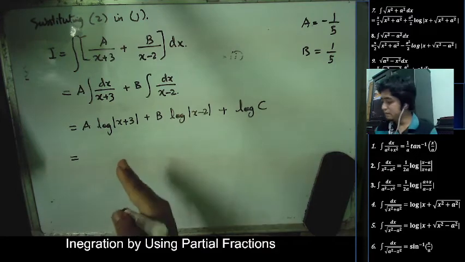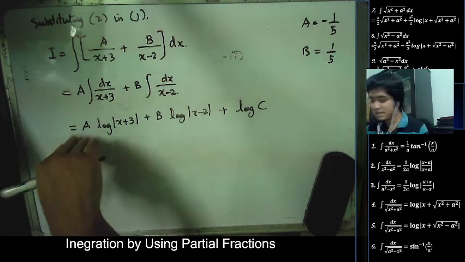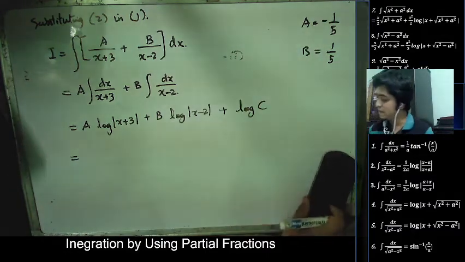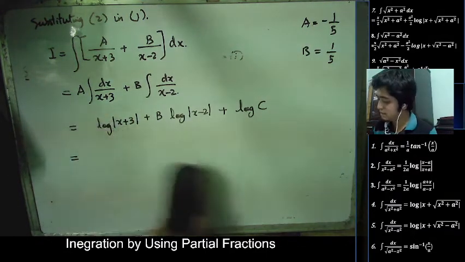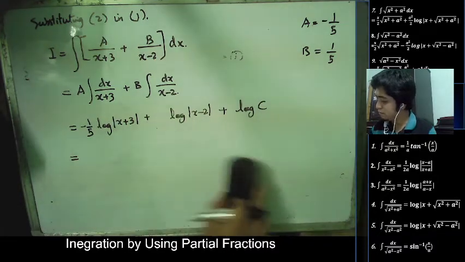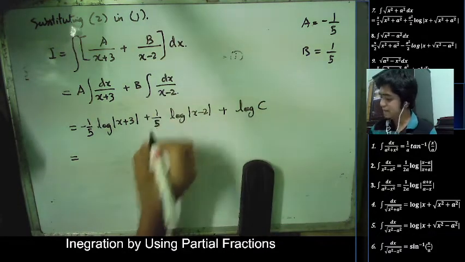Now what I will do, I will put the values of a and b. Since now there is no longer any integration sign, we can simply put down the values. So the value of a is minus 1 by 5. The value of b is 1 by 5. So we can do it.